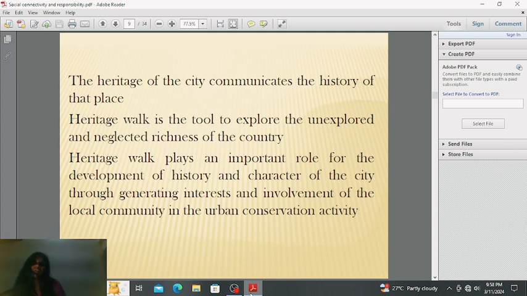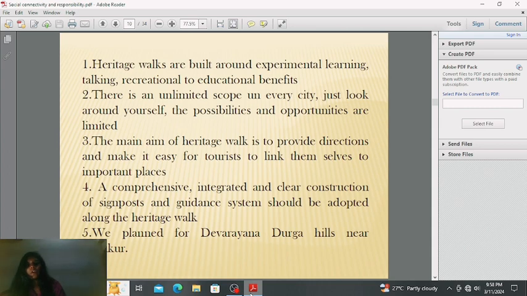The heritage walk also plays an important role in the development of the history and character of the city, which means to generate interest and involvement of the people or the local community in urban conservation activities. Heritage walks are also built around experiential learning, from recreational to educational benefits. There are many unlimited scopes in every city. Just look around yourself. There are many possibilities and opportunities which could be limited due to our negligence, or because we did not explore much.